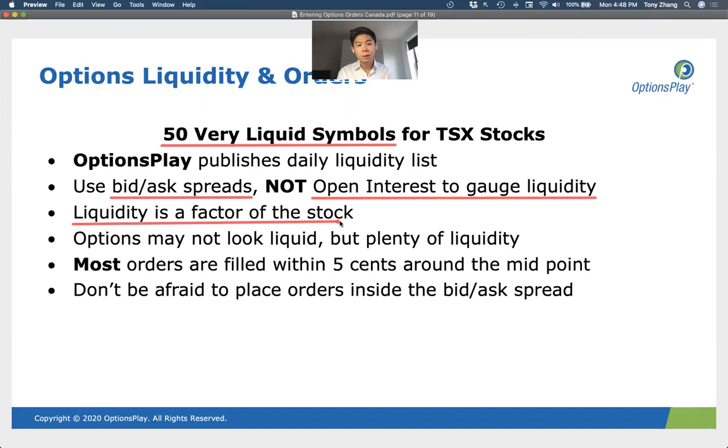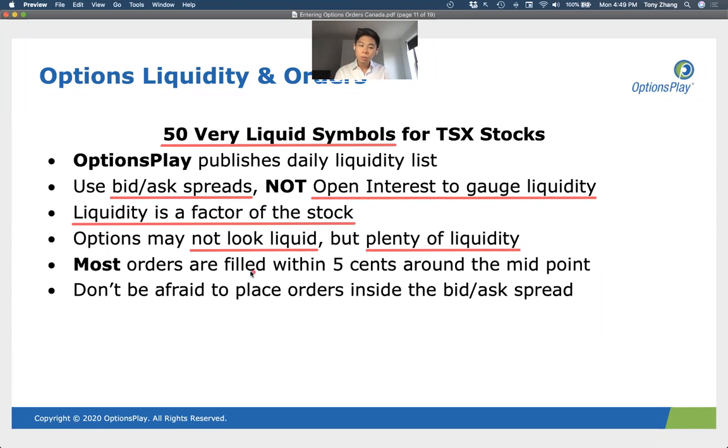However, liquidity is generally speaking a factor of the stock, meaning if a stock is very liquid, the options will be very liquid. If the stock is not liquid, then the options will unlikely be very liquid. Options many times may not look very liquid, but there's plenty of liquidity, because a market maker's job is to provide liquidity. That's their sole job. So when you see a bid and ask quote, that's liquidity. That's telling you, I'm willing to buy and sell from you at these prices. Use the bid-ask prices that a market maker is using to give you a better sense of what the fair value is.